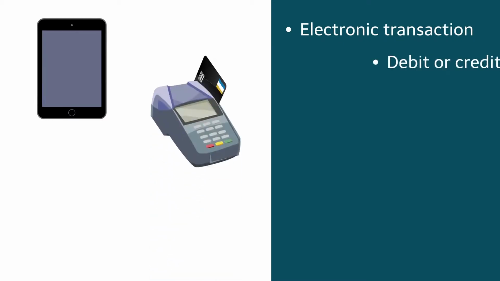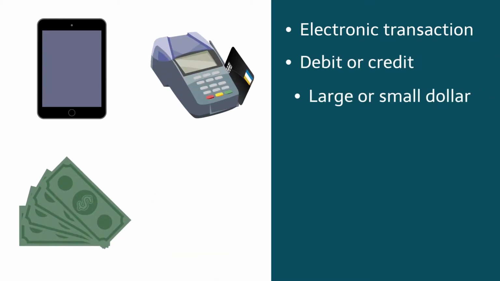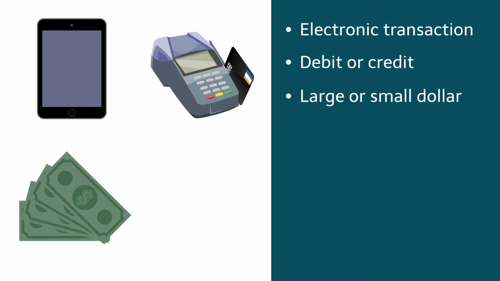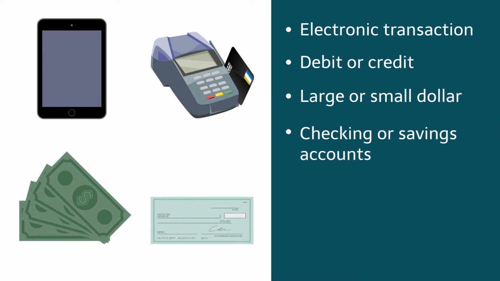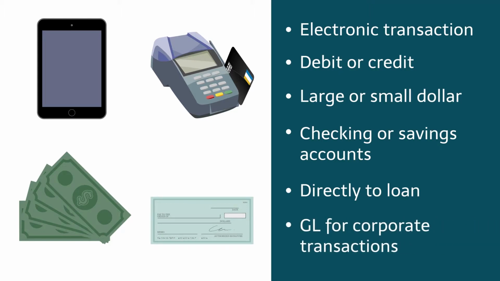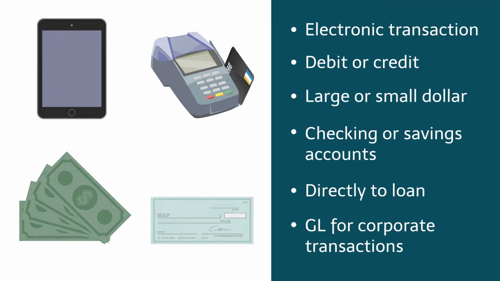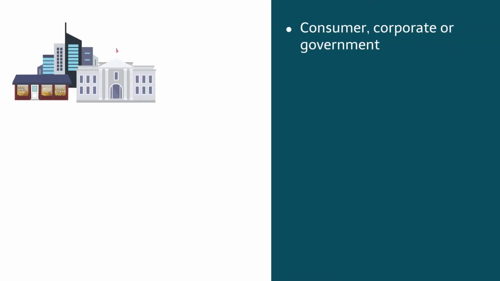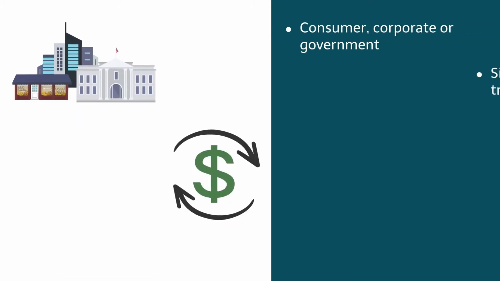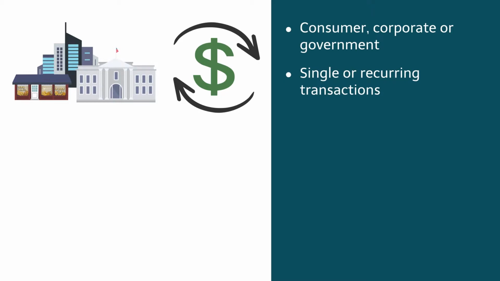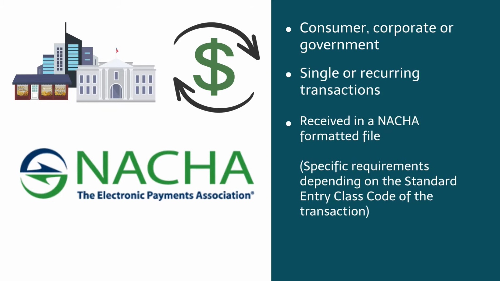An ACH transaction is an electronic transaction that can be either a debit or a credit. It can be a large dollar item, or it can be small in its value. It can also be posted to checking or savings, directly to a loan, or to GL for corporate transactions. An ACH entry can be initiated and/or directed to a consumer, corporate, or government transaction, and it can be single or recurring. Keep in mind, however, that before each ACH transaction enters the network, it must be formatted appropriately according to the standard entry class code and NACHA formatting requirements.